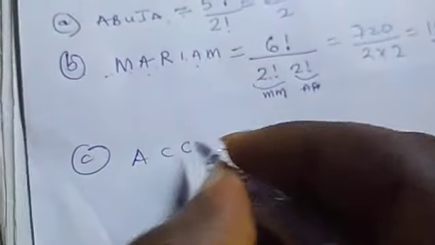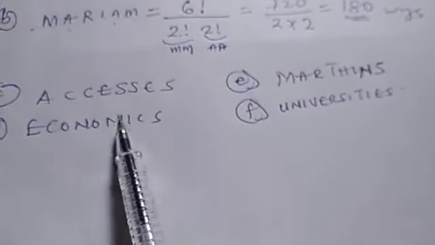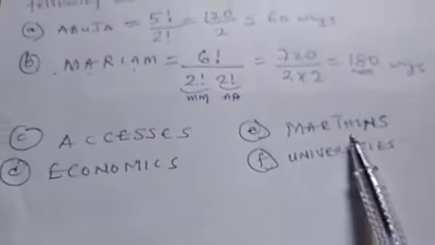So you can try this on your own. Try this: Accesses, Martins, economics, and universities. You can practice this and try it on your own to find the number of arrangements we can have in these letters. Also, let's consider another example.